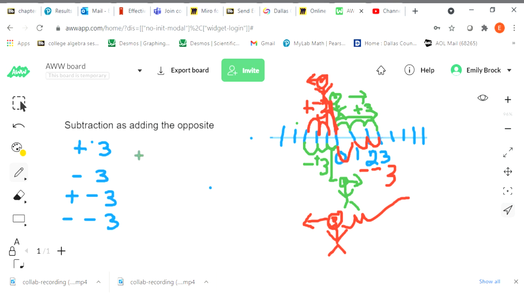So now, what we notice is that if we add a positive 3 or subtract a negative 3, in both cases we go 3 units right. So plus 3 and minus negative 3 are the same, have the same effect.